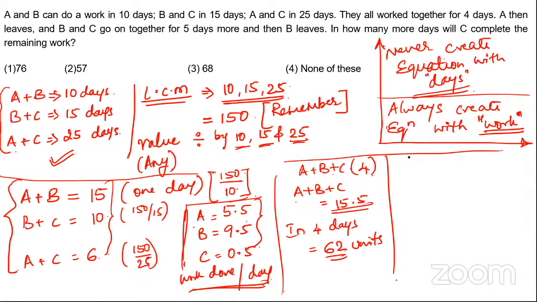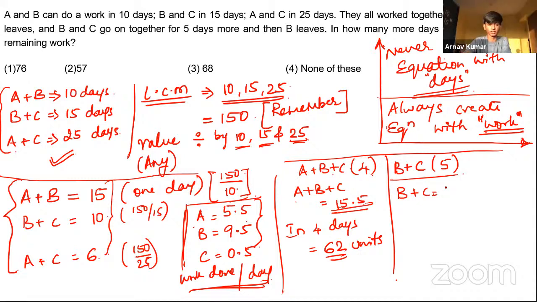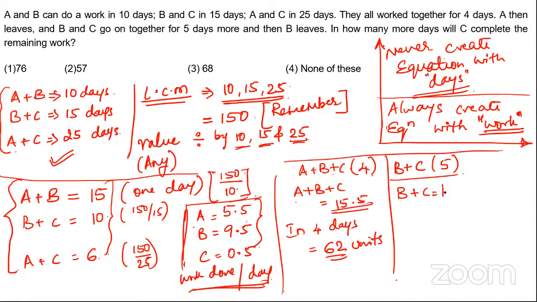So first portion they all work together for 4 days. Ho gaya. A then leaves, and B and C are now working. How many days are B and C working? 5 days. Can anyone tell me B and C do how many units in one day? Together 10, right? 9.5 plus 0.5. Together 10 units. So in 5 days, 50 units are done.